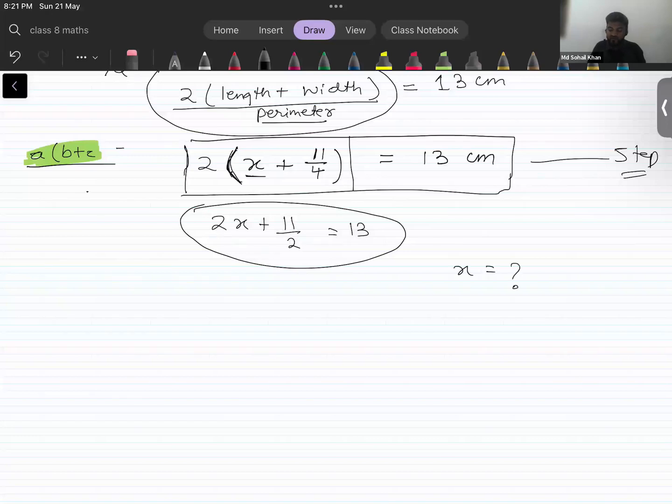What is the value of x here? And by the way, what are we actually trying to find in this question? We are trying to find the length of the rectangle here. Okay, I'm gonna solve the question.